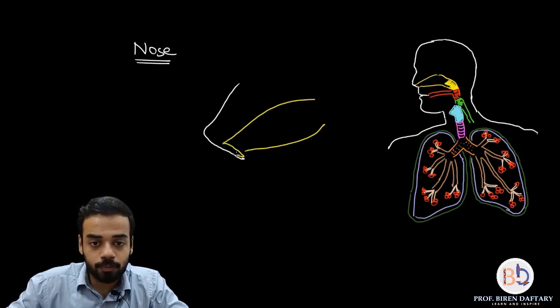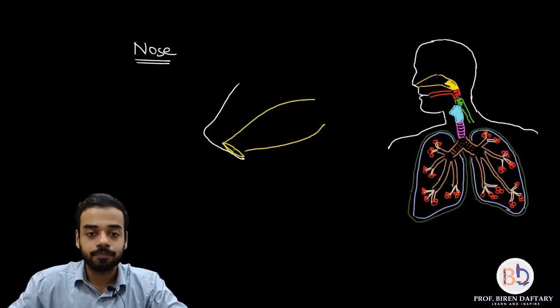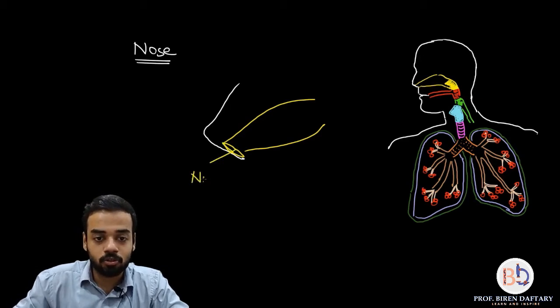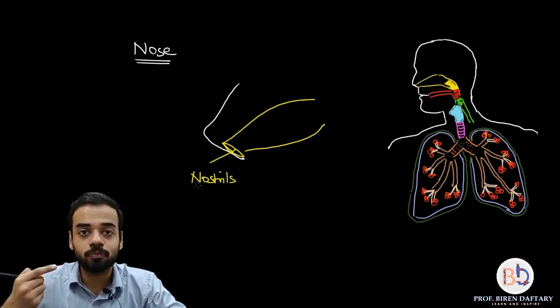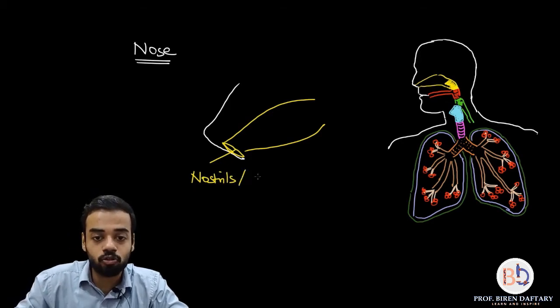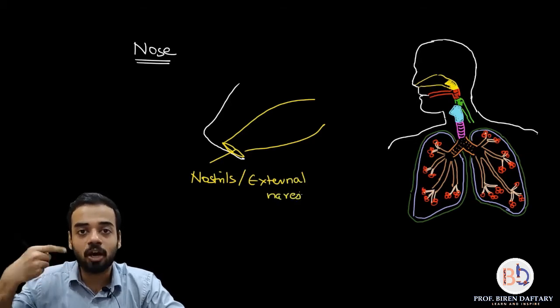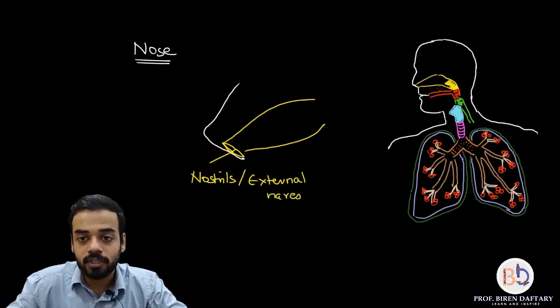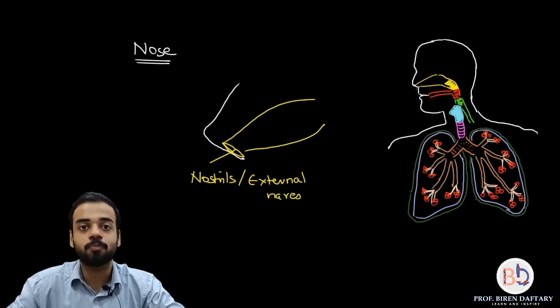So this opening which is present, these are called nostrils. So the air enters the nose through the openings called nostrils. They are also called external nares, external because they are towards the outside of the nose. So this portion, the opening, they are called nostrils or they are called external nares.